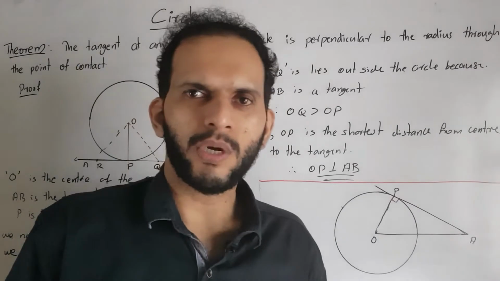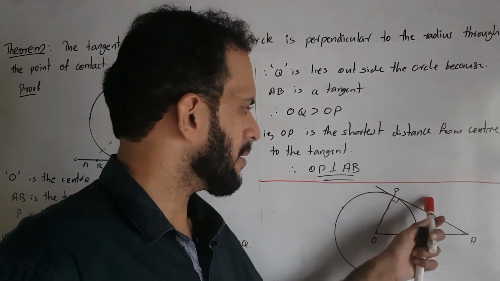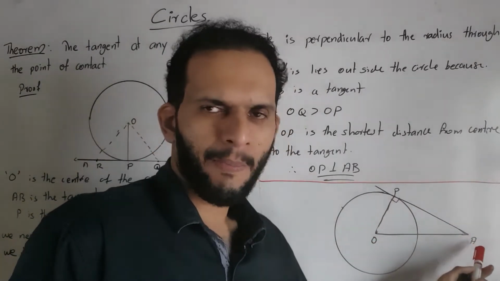Hypotenuse. Okay, this one is very important. Sometimes the radius and the length of the tangent are given, then we want to find out the distance from the center to the point.